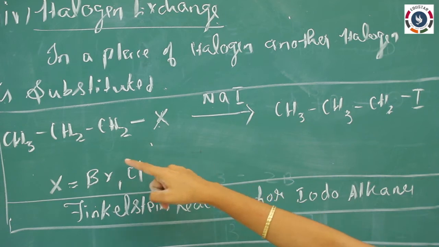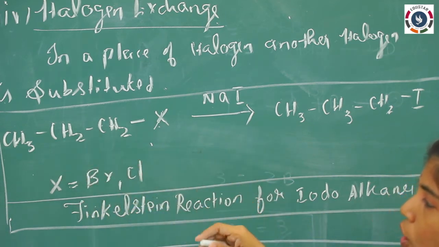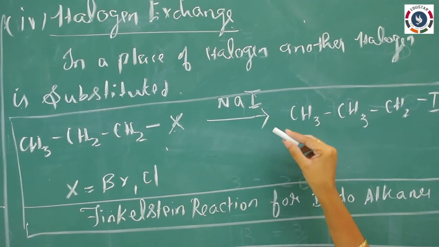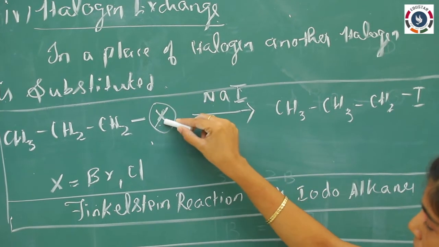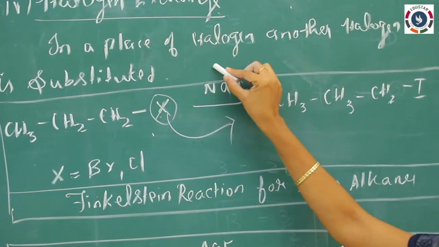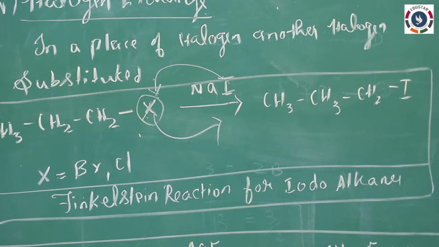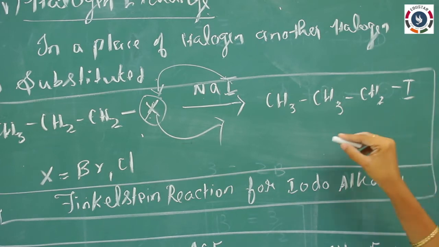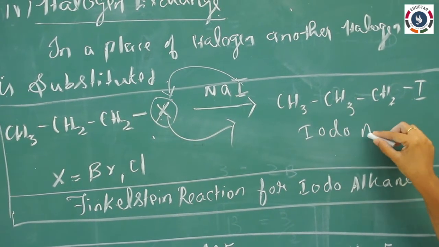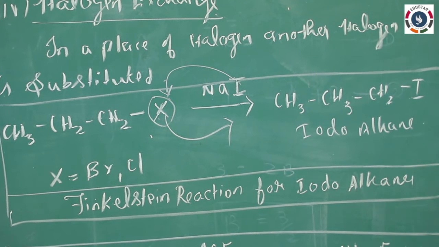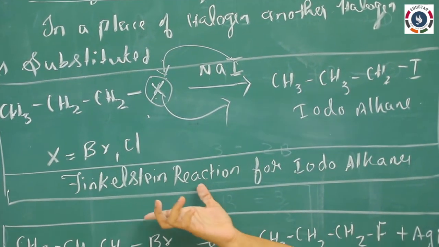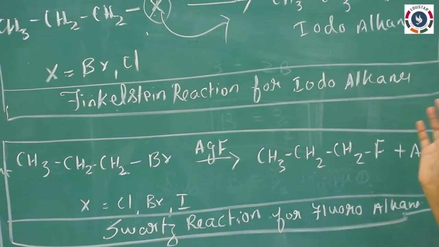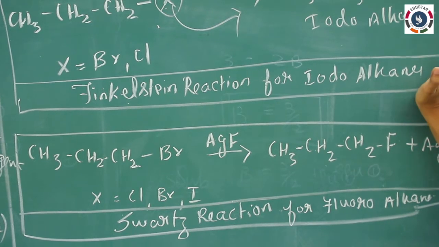Here I have taken a haloalkane compound. To this haloalkane I add the reagent sodium iodide. On treatment with sodium iodide, this halogen will leave and the iodine will get substituted in the place of the halogen. So what am I getting here? I am getting an iodoalkane, right? This reaction is familiarly called the Finkelstein reaction. It is one of the named reactions, used for the preparation of iodoalkane.